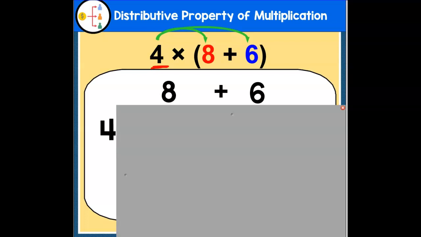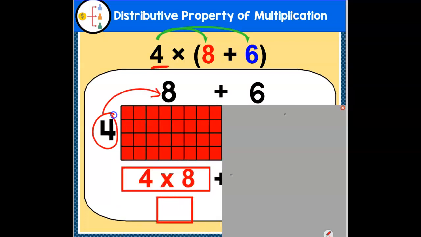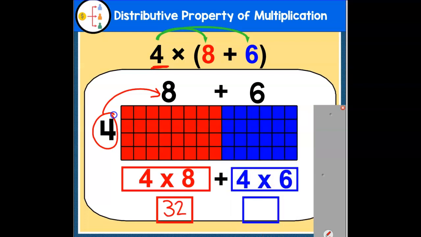Okay, so my first step, I have to take my 4 and multiply it by my 8, or distribute it to the 8. So 4 groups of 8. If I figured that out, I could sing my 8 song, 8, 16, 24, 32. It's going to be 32. And now I need to distribute the 4 to my 6. 4 groups of 6. I could sing my 4 song or my 6 song, 6, 12, 18, 24. And I would get 24.